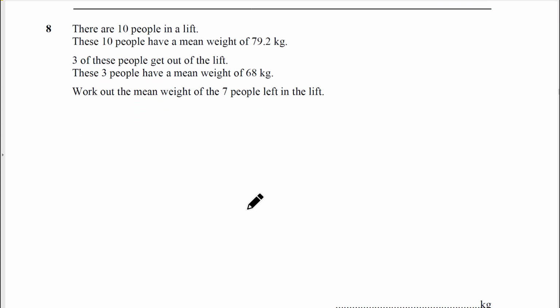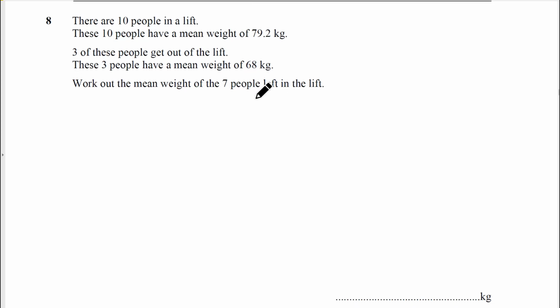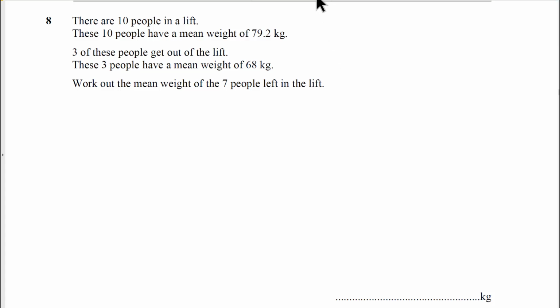Question 8. Do pause this video to read the question before I go through it, try it and then play it back, see if you've got it correct. Right, this is understanding the mean. Easy marks here. We need to work out the mean weight of the 7 people left in the lift after 3 people have left. So first thing is we want to get the total weight.